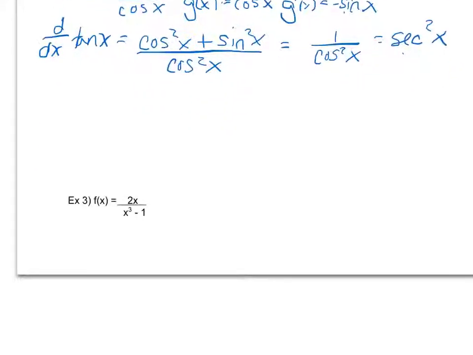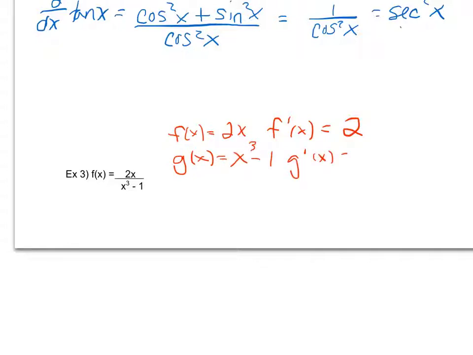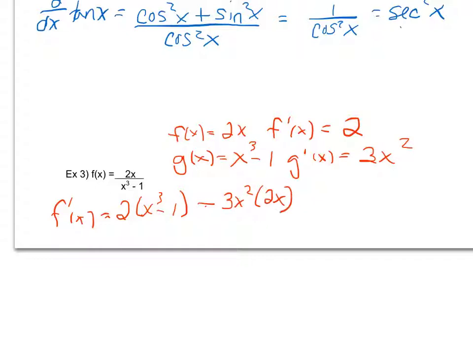these derivatives. And then looking at our third and final example here, again, I notice it's a quotient, so I'm going to use my quotient rule. I'm going to say my first function is 2x, and the derivative of that is just 2. My second function is x cubed minus 1, and the derivative of that is 3x squared. So then the derivative of my given function is the derivative of the first times the second, so 2 times x cubed minus 1, minus the derivative of the second times the first, all over the second squared.